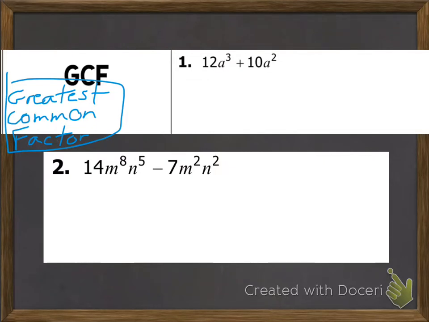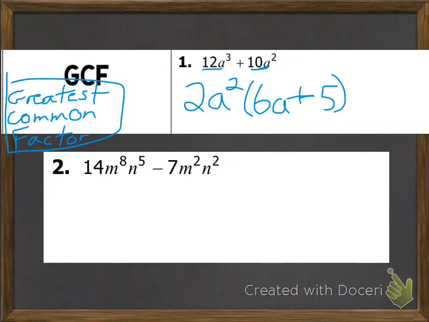So with greatest common factor, you want to find what all the terms are going to have in common. So what do 12a cubed plus 10a squared have in common? Well, I would say they both have a 2, and they're also going to have two a's. So we're going to divide out a 2a squared. So that's going to leave me, inside the parentheses, with a 6a plus 5.